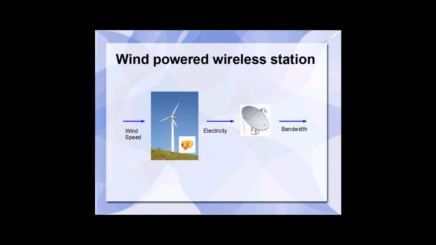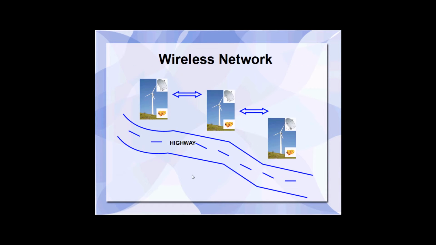We want to add a wireless antenna to our wind power station so we can have a wireless tower which can route internet traffic. The electricity generated by the wind power station will power the antenna. The goal is to have such wind powered wireless stations at regular distances on the highway so that they can communicate with each other and provide internet bandwidth to cars which are traveling on the highway.